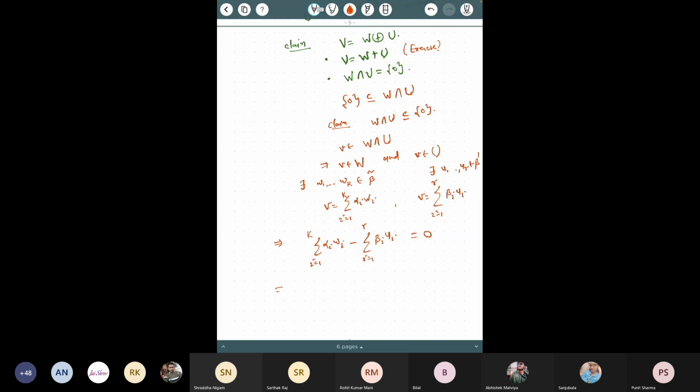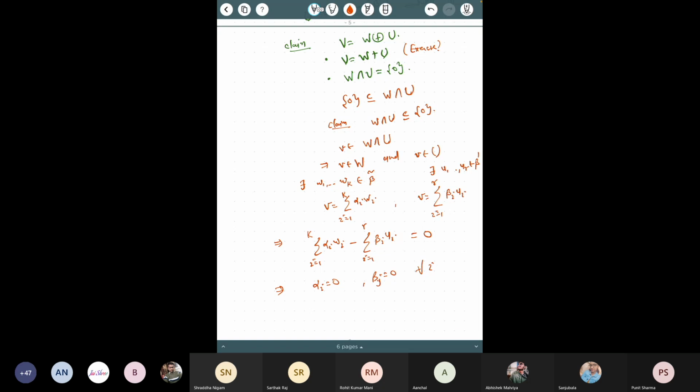Now what can you say from here? What can you say from here? Alpha i, beta i equal to 0. Why? Sir, because Wi and Ui belong to B and B is a basis. Right. Because these Wi's and Ui's, they are linearly independent, and this implies that alpha i is 0 and beta i is 0 for all i.